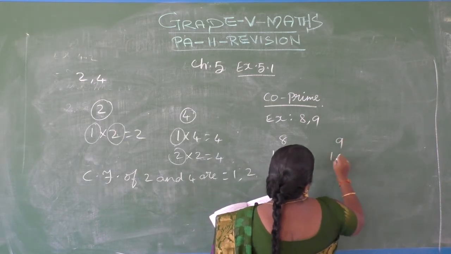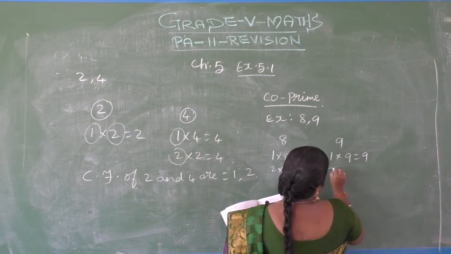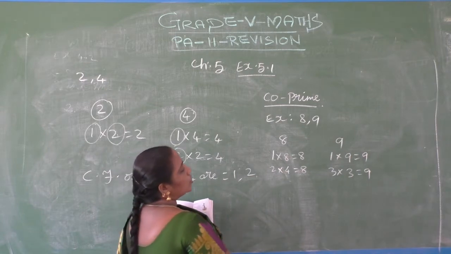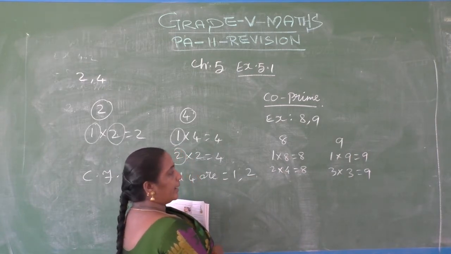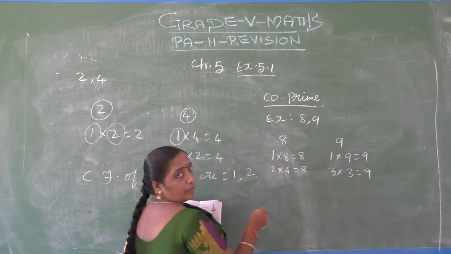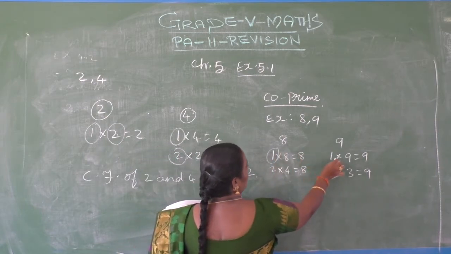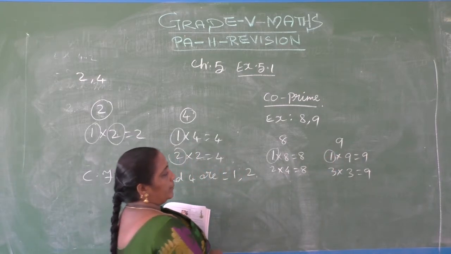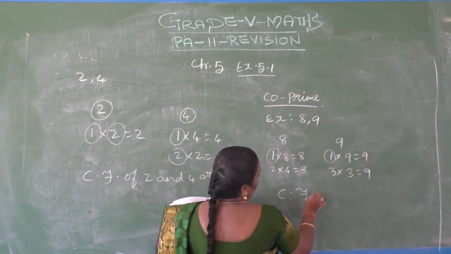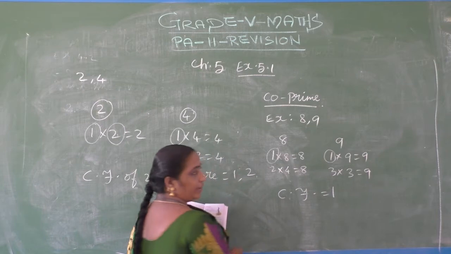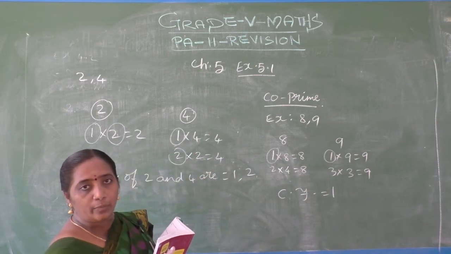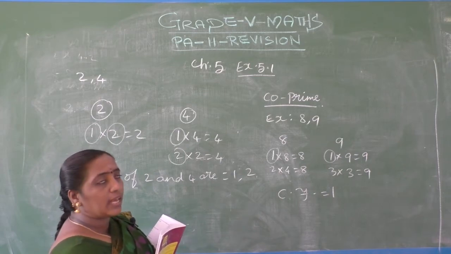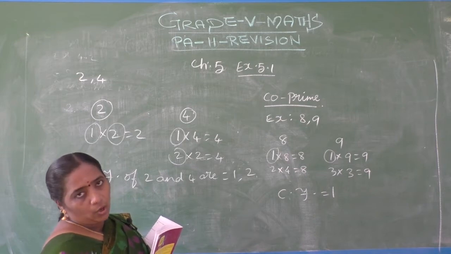Then what are the factors of 9? 1 times 9 is 9. Then 3 times 3 is 9. That's all, no? Any remaining factors for these numbers? No. So what are the common factors between 8 and 9? Look at the factors, find the common factors. See, 1. Here also 1. Any other common factors? No. So the common factor is only 1. So likewise, if we compare any 2 numbers and only 1 is a common factor, we call it co-prime.